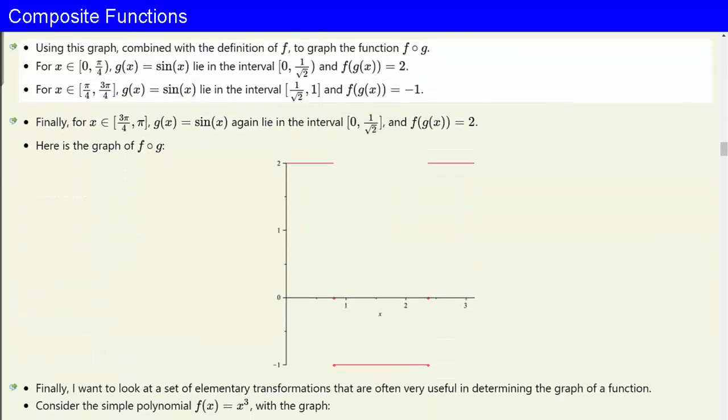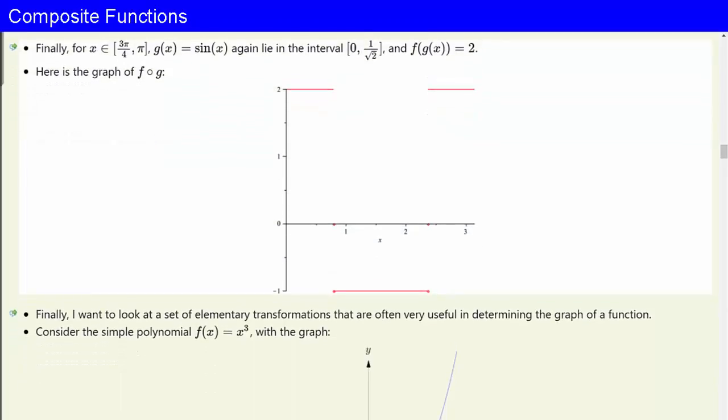Now we can use this graph, combined with the definition of f, to determine the graph of the function f composition g. For x in the interval 0 to pi over 4, the values of g lie in the interval 0, 1 over root 2. So for x in this interval, f of g of x is 2. For x in the interval between pi over 4 and 3 pi over 4, we can see from the graph of sine x that the values of g of x equals sine x lie in the interval 1 over root 2, 1. So for x in this interval, f of g of x is minus 1.